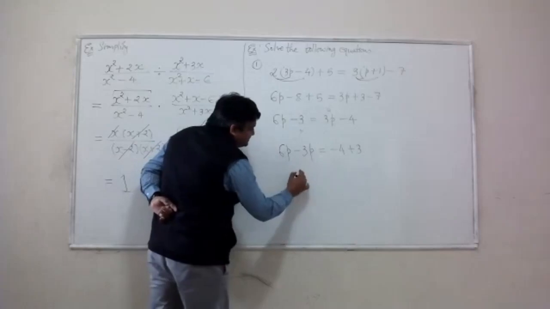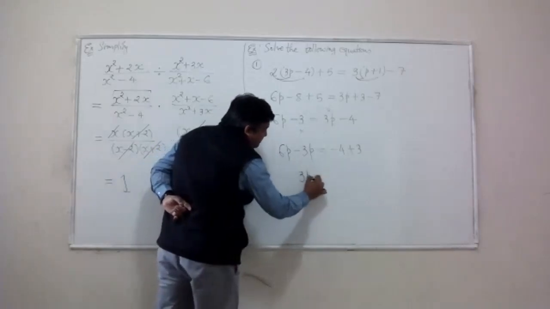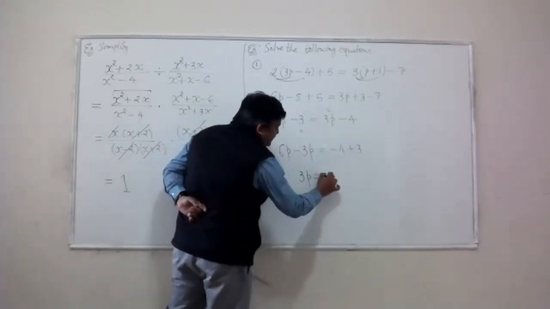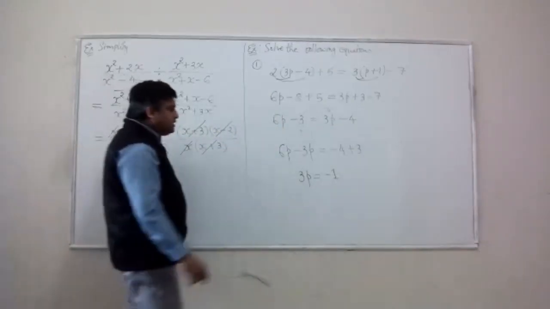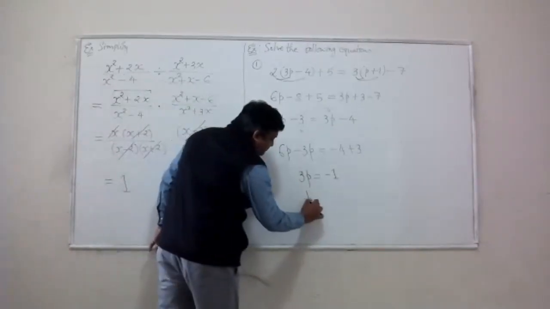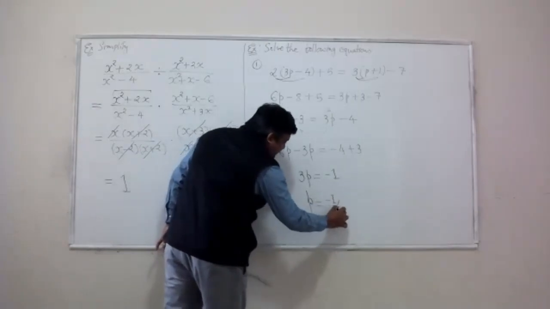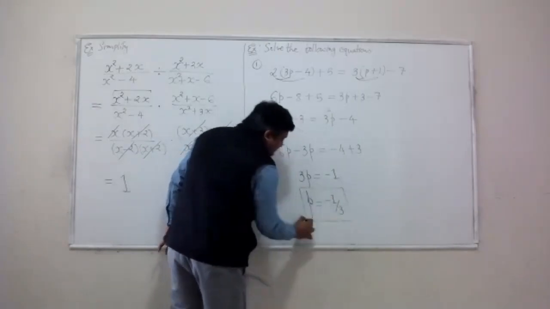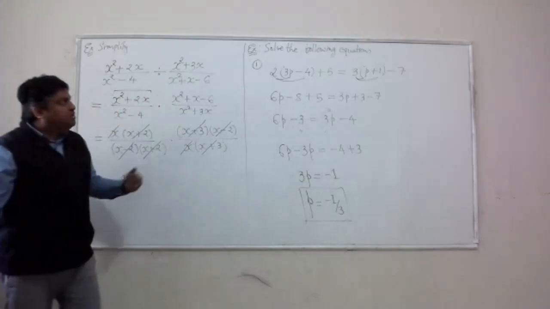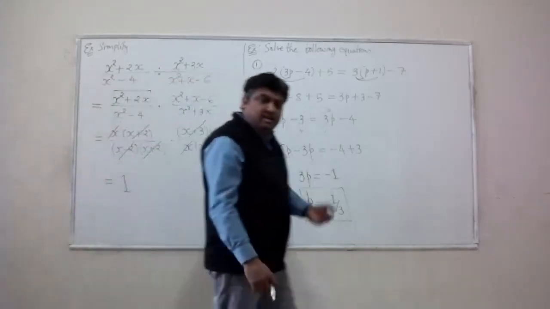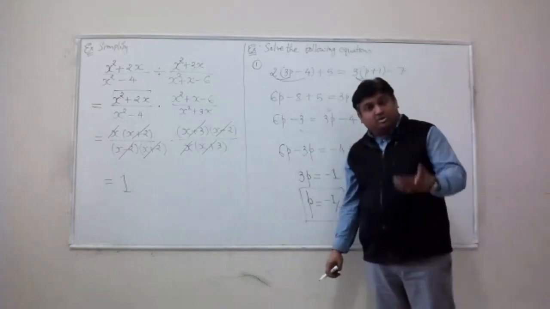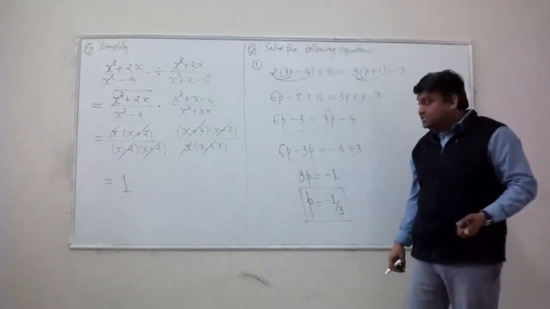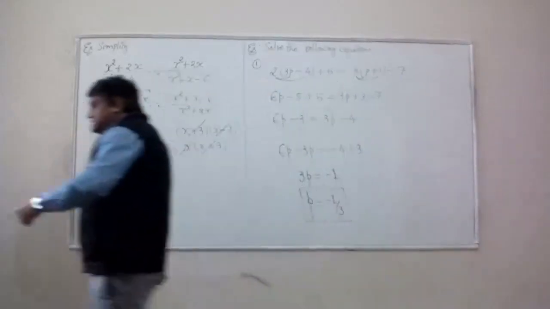6p minus 3p adds up to 3p. And then negative 4 plus 3, that's going to be negative 1. Right? Okay. Solve this for p. Divide both sides by 3. And we are done. This is really the solution of the given linear equation. All right. We also learned how to solve a quadratic equation. So let me show you one example.